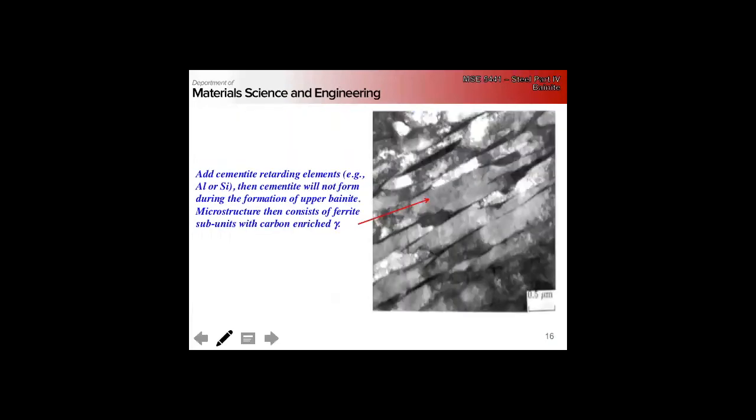And if we add elements that retard the growth of cementite, elements that are not strong carbide formers like aluminum and silicon, we can inhibit the diffusion of the carbon out. So the cementite layers are not necessarily important for the bainite. They just happen: we form the bainite, then we partition. Basically.